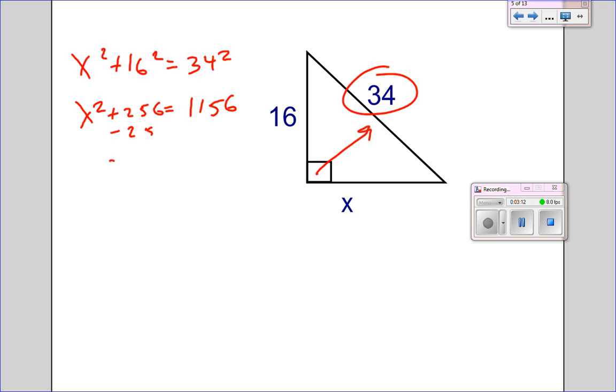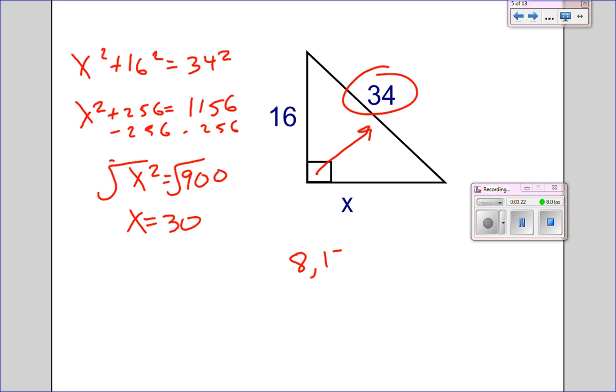We subtract 256 from both sides, of course. We get x squared equals 900. Square root it, x equals 30. Once again, if you divided both of these by 2, you would have seen 8 and 17. Remembering that 15 is a part of that triple, times 2 is 30.